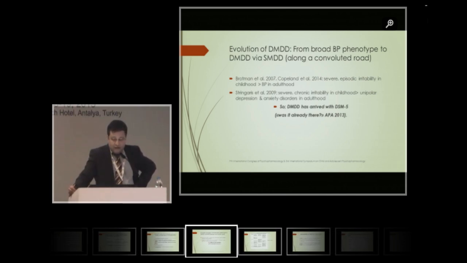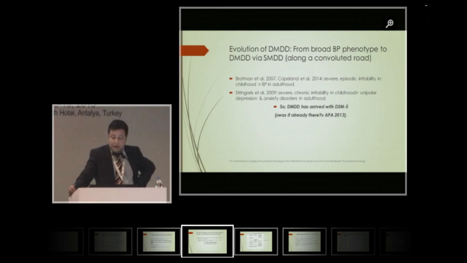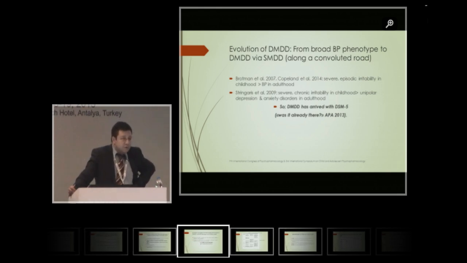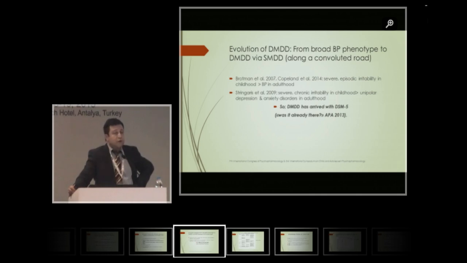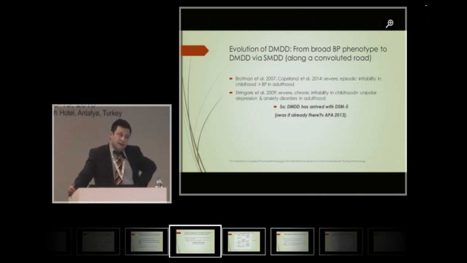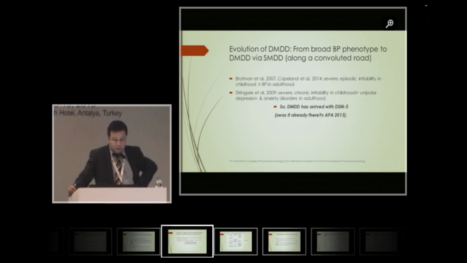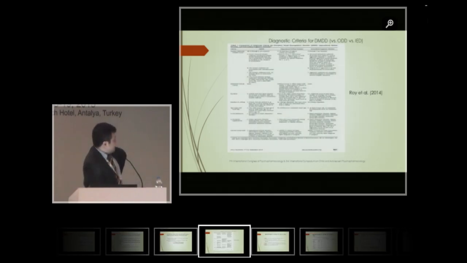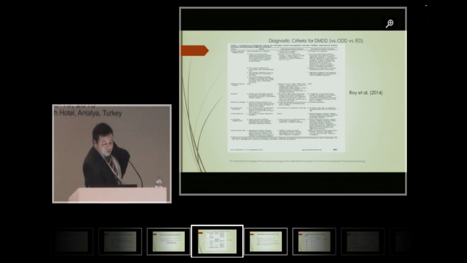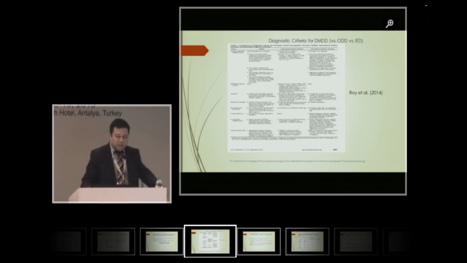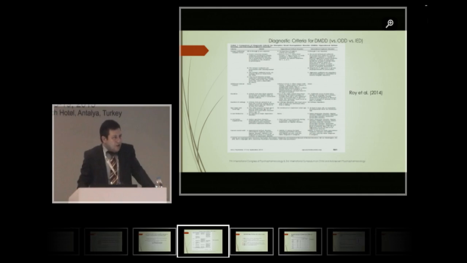Now, irritability increases bipolar risk in children, and unipolar depression and anxiety disorders can also go up. DSM-5 brings us a new definition. Maybe it's been here all the time. Let's have a look at the diagnosis criteria. ODD and others.